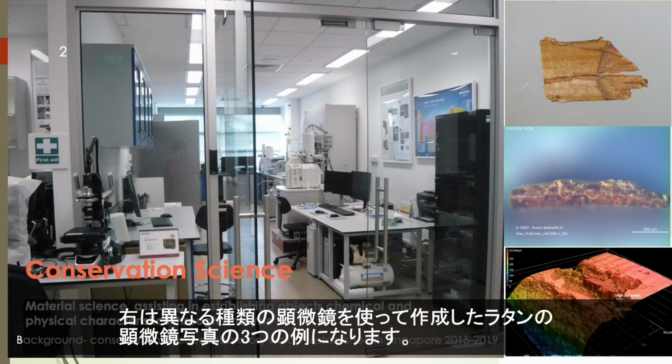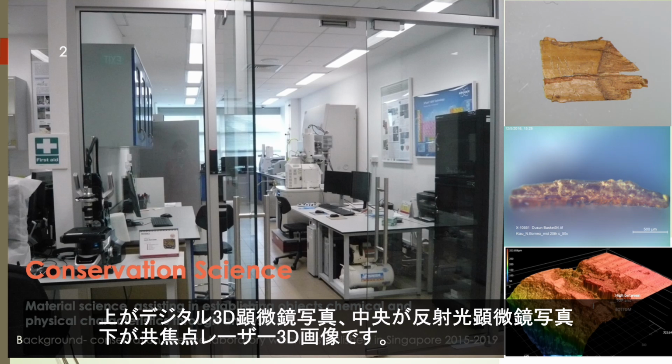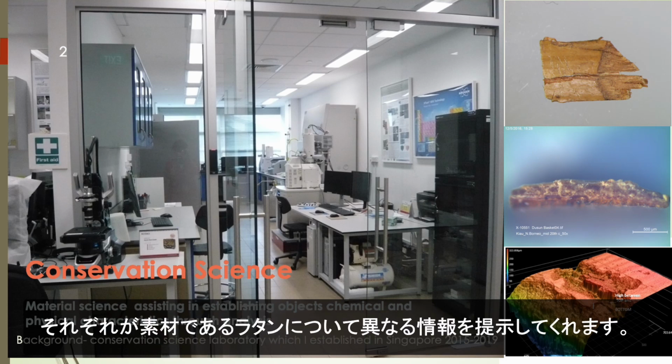On the right, you see 3 examples, out of many possible, of micrographs of rattan produced using different types of microscopes. Looking from the top, you see a digital 3D micrograph. In the center is a micrograph generated in reflected light. And at the bottom, a confocal laser scanning image, which is showing the surface of rattan. Each one provides us with a different set of information about the material which we study.